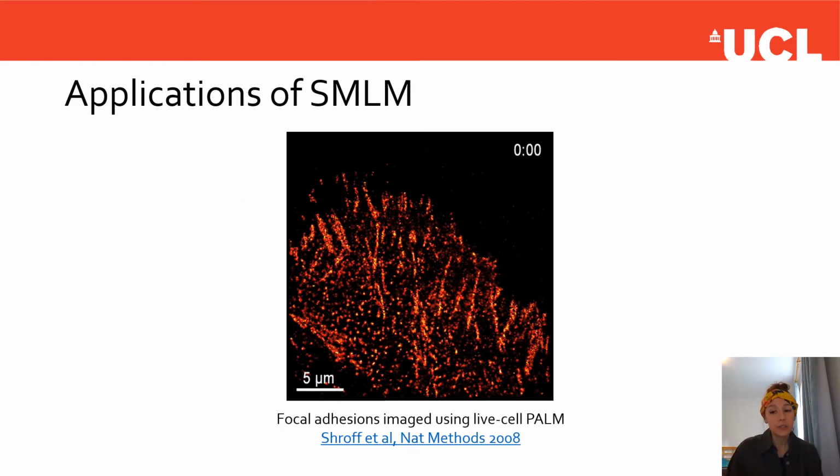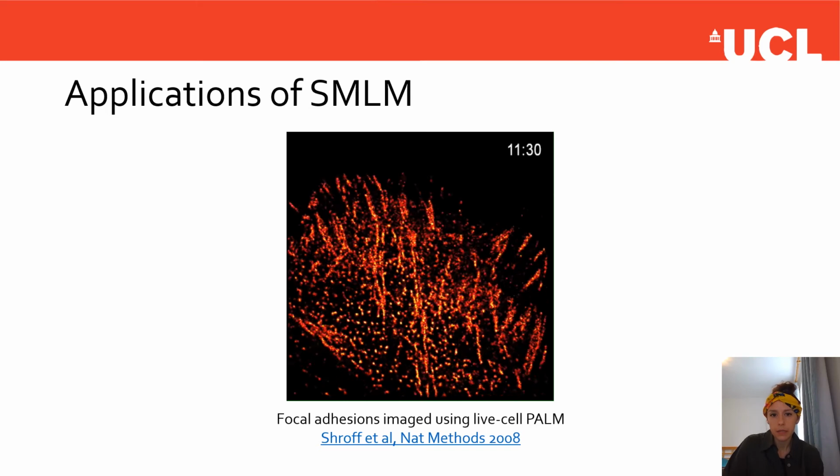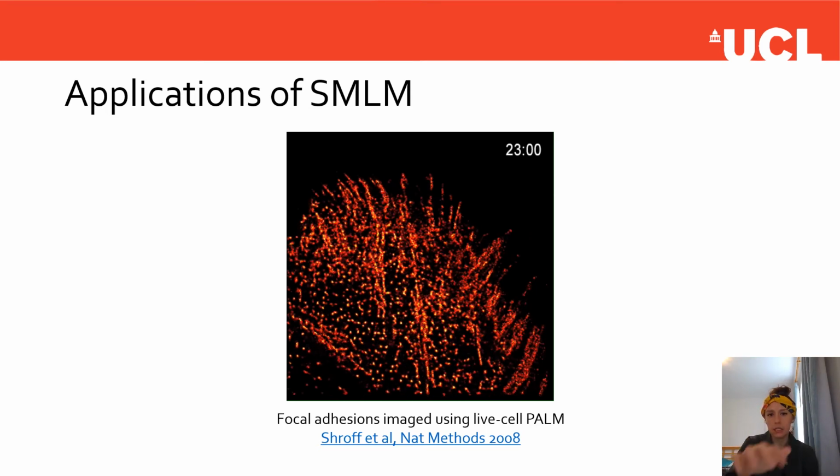You can do live cell single molecule localization microscopy, but it's not easy. Here's an example of focal adhesions using live cell PALM. So if you're doing live cell super resolution, you're almost always going to be using PALM because of fluorescent proteins, unless you're doing something on the cell surface and you can use some kind of surface receptor antibodies, etc. But here you can actually see these focal adhesions as the cell is migrating using live cell PALM.